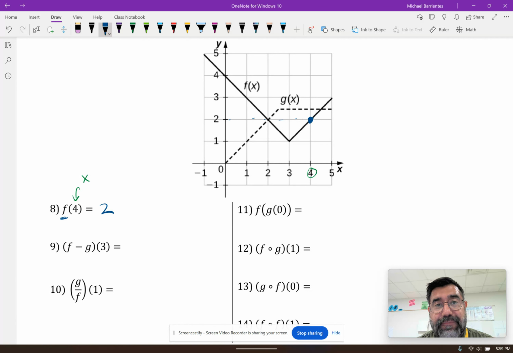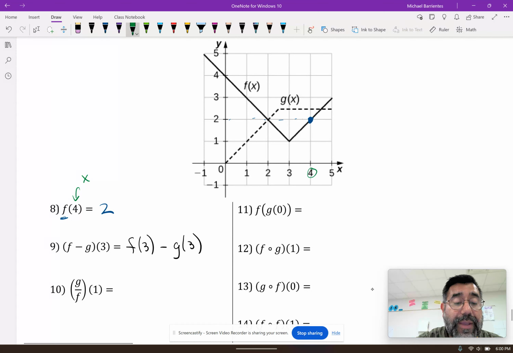Don't be thrown off by number 9 and number 10. This is, again, not multiplication. This is notation that says we need to subtract the f graph minus the g graph, but we're only doing it at x equals 3. So then that's f of 3 minus g of 3. Remember, these are x values. So I'm going to go to my graph, and I'm going to go find x equals 3, and f of 3 would be this point. And that has a y value of 1. And g of 3 would be this point. And that has a y value of 2.5.